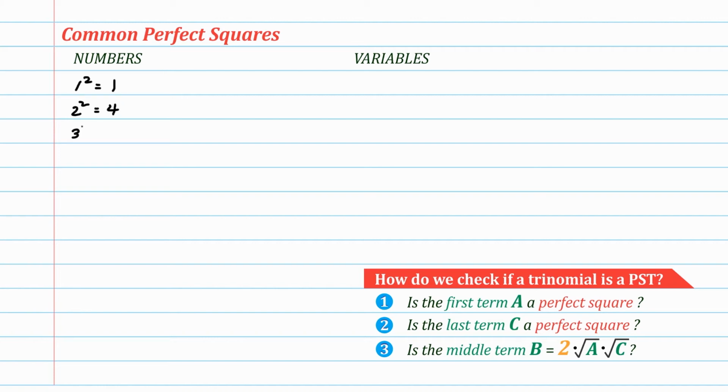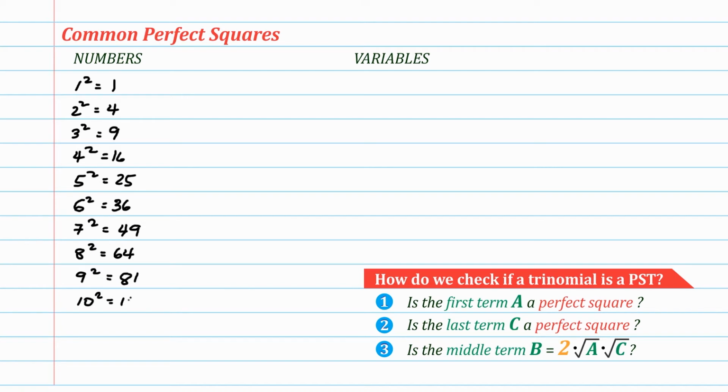Tuloy natin. 3 squared is 9. 4 squared is 16. 5 squared is 25. So far, ito yung mga perfect square: 1, 4, 9, 16, 25. Ituloy natin, bibilisan nating ilista lahat. Ayan, hindi na kasya. Sige, okay na muna yan. These are at least ilan sa mga common perfect squares.